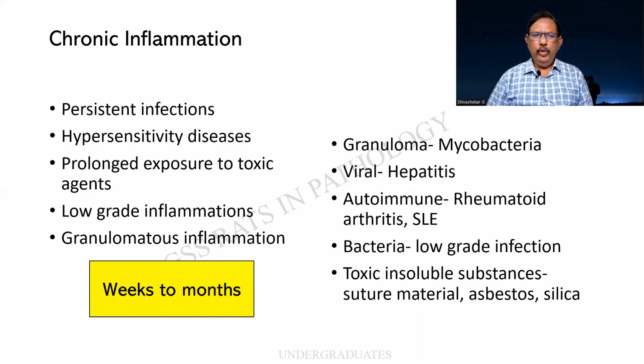Prolonged exposure to toxic agents. For example, talc, silicosis, asbestosis. There is a continuous exposure and then there is an inflammation that is being caused. These all come under the occupational diseases. Low-grade inflammations. Some inflammations are not worth it at all, but then they live with us. Or rather, we live with them. Psoriasis.